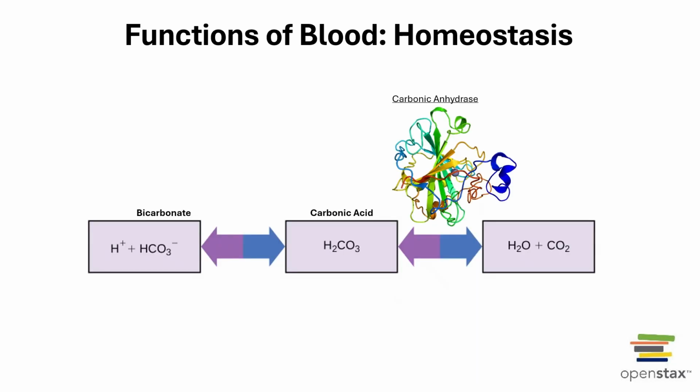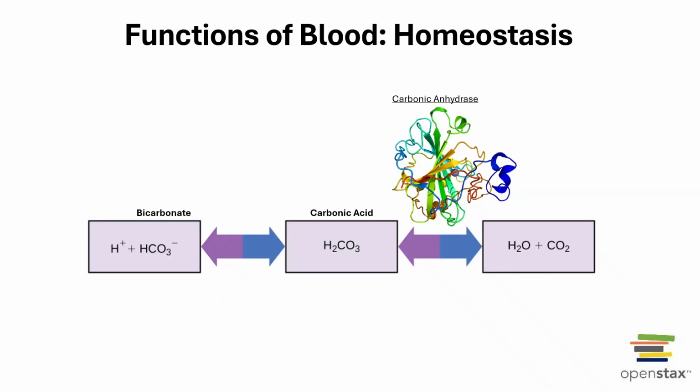Blood also helps maintain pH homeostasis. The normal blood pH is about 7.4. If blood pH decreases, bicarbonate acts as a buffer. It reacts with hydrogen ions to form carbonic acid, which is then converted into carbon dioxide and water by the enzyme carbonic anhydrase. The carbon dioxide is removed by the lungs.